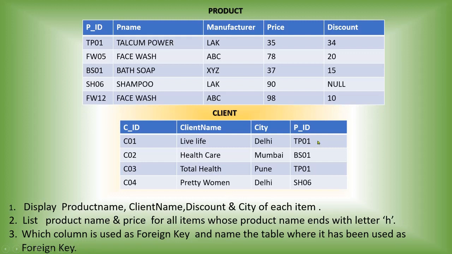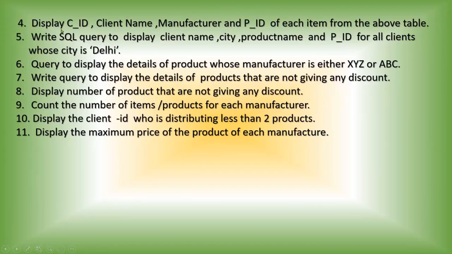PID. From which table did you get that PID? It is in the client table. Okay, so PID is the foreign key which is present in the table client. Now the next question. Select CID, client name, manufacturer and PID.